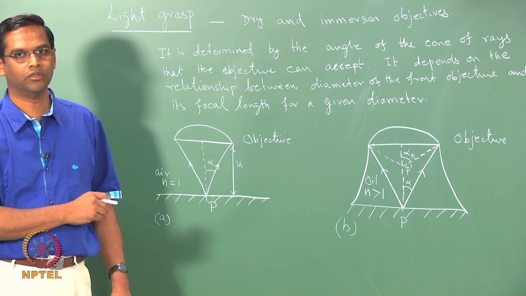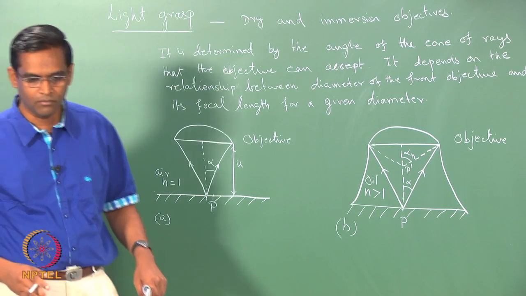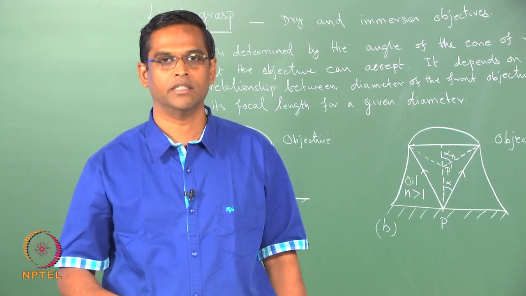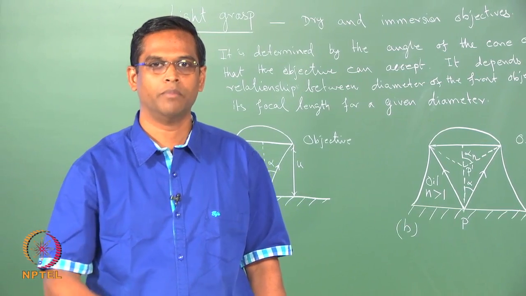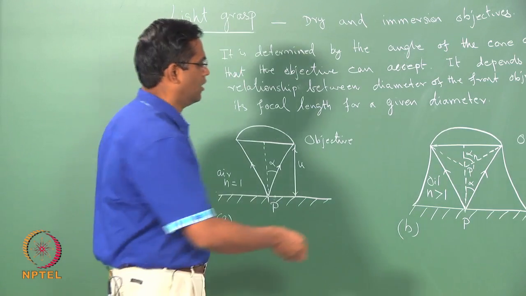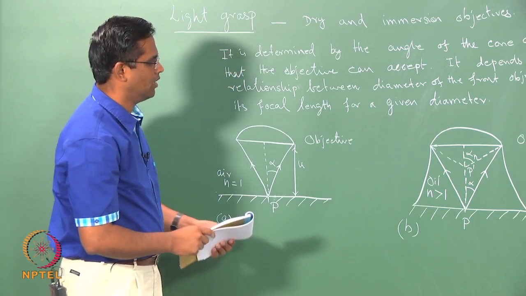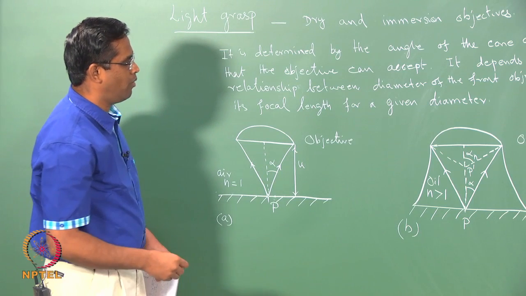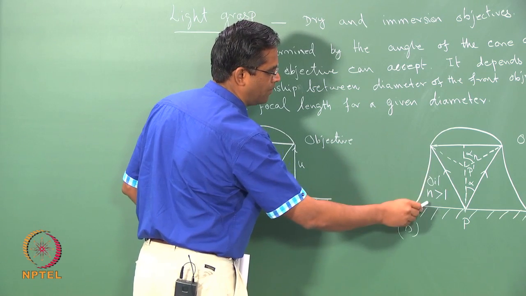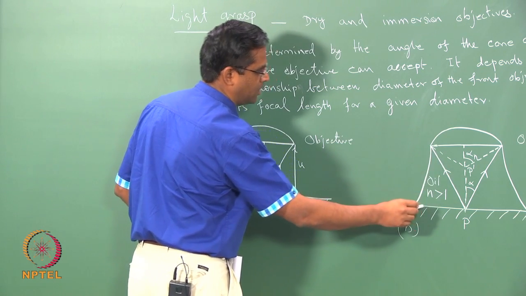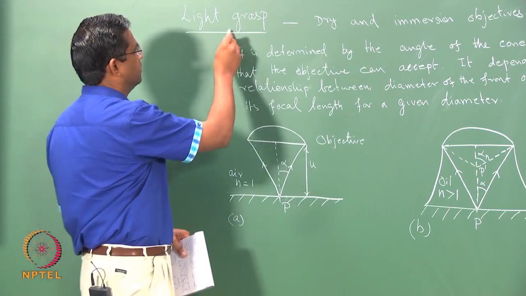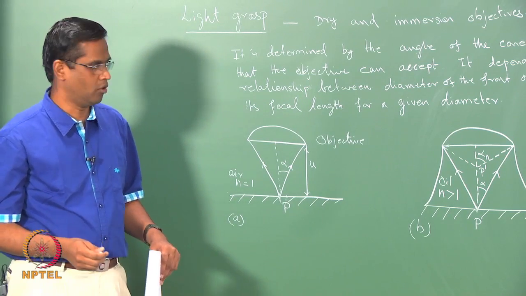This is similar to water filled in a pool. You can see that the things which are lying at the bottom will appear much closer than the actual distance. A similar effect you will get. So you get more clarity here. The point which I am trying to make is, once you fill the gap between the objective lens and object with a medium having a higher refractive index, the light grasping power will be more.